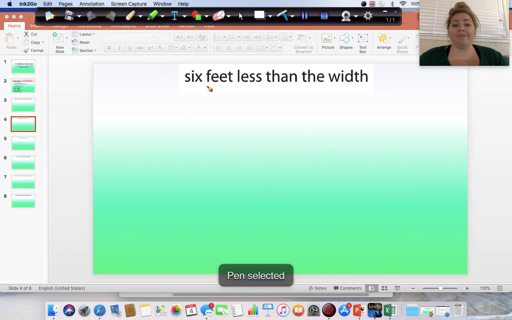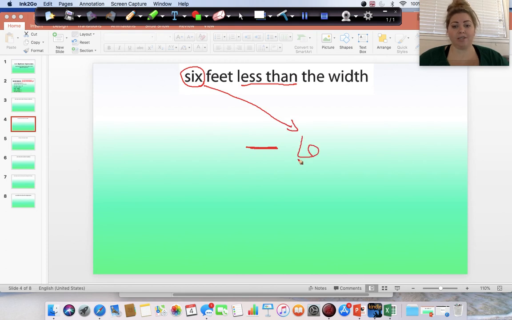Okay, so 6 feet less than the width. Remember, I said when subtraction problems arise, be very careful, okay? So less than does mean subtract. So I'm going to go ahead and put a subtraction sign. 6, we know that there's 6. Do not put 6 first. The 6 comes after the subtraction sign, okay? And then 6 feet less than the width. So we don't know the width. That's our question mark. So we're going to put a W or whatever variable you want because we don't know what the width is, okay?